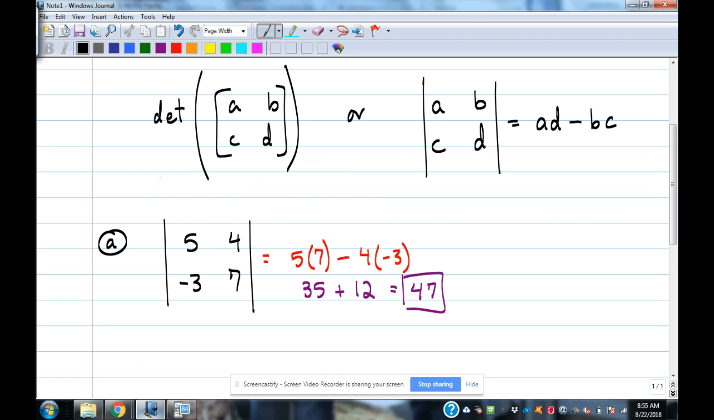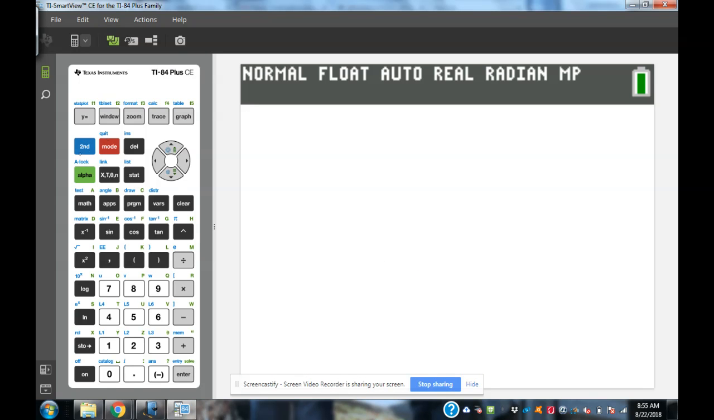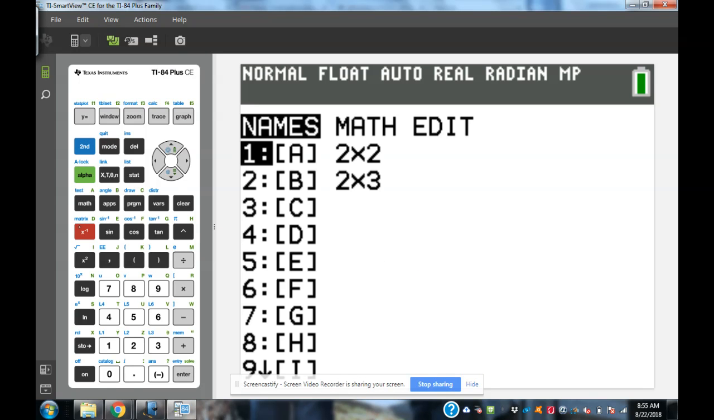Make sure I put those numbers in right. Yeah, those are the right numbers. Okay. Then I'm going to go to the regular calculator screen, so second mode to get there. Then I go to second, and then the matrix menu again. I'm going to do some math with that matrix this time, so I want to go over to the math menu.